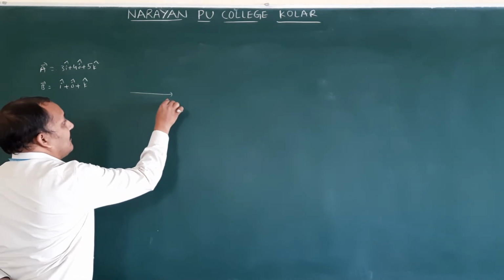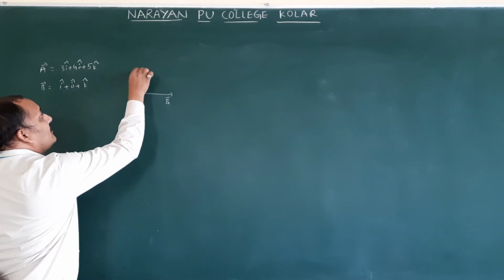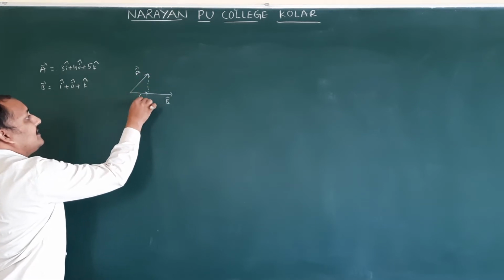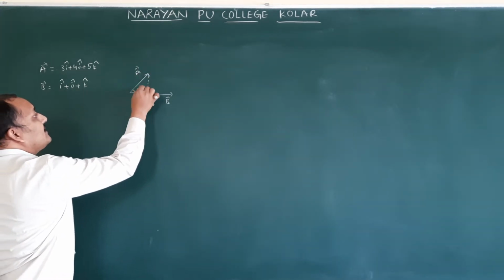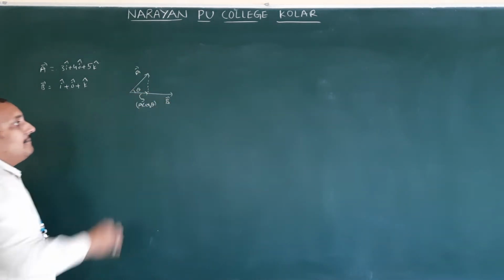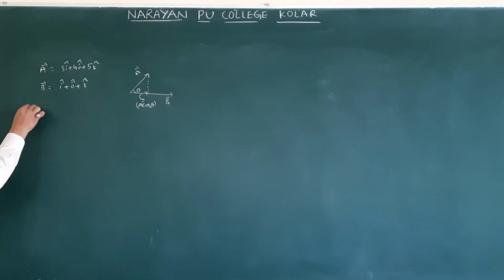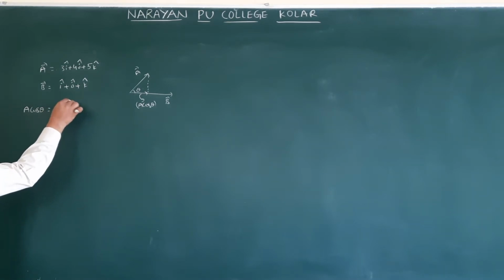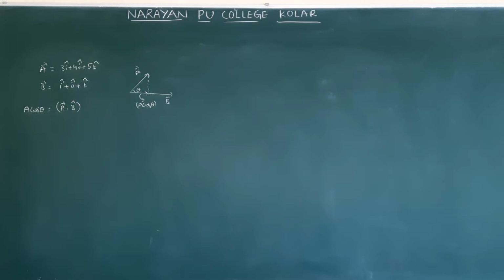Let us assume this is B bar and this is A bar. This is nothing but A cos theta. So A cos theta is the scalar component of A bar on B bar. Therefore, we are finding A cos theta. Yesterday I gave the formula for this: A cos theta is equal to A bar dot B cap. Did you remember this formula? Now you should find A bar and B cap. What is B cap? The unit vector of B bar.